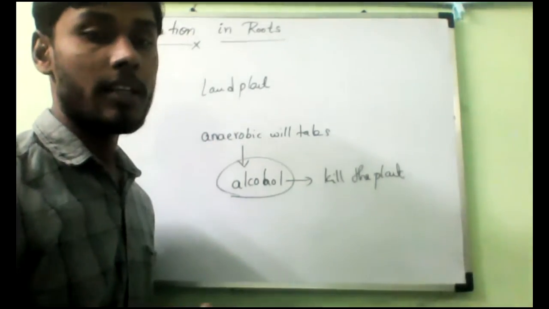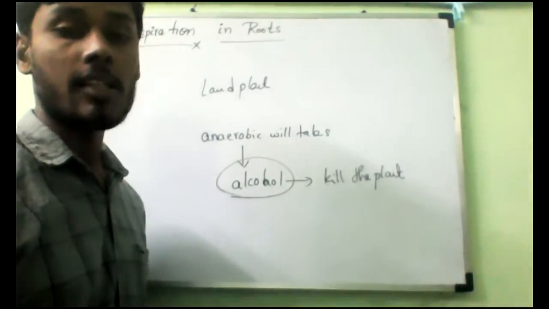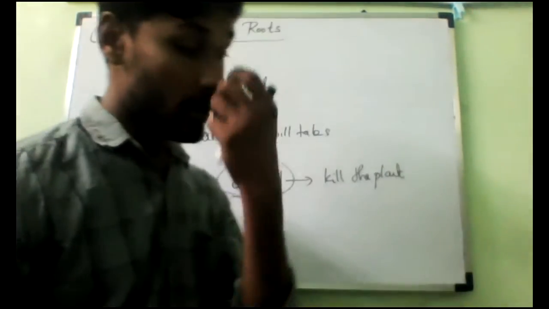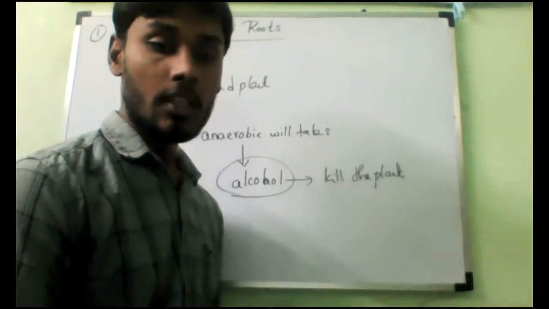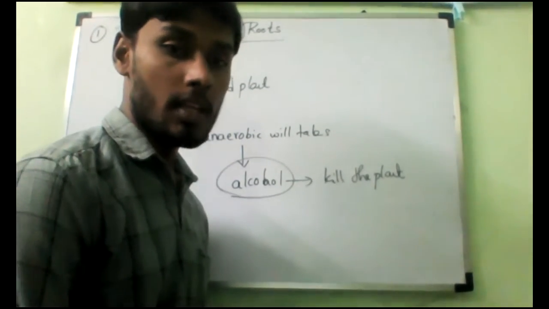But along with that, alcohol will be produced. This alcohol will kill them. That's all. So after two or three months they will die. You may notice it. If the roots die, automatically everything will die. Do you understand?